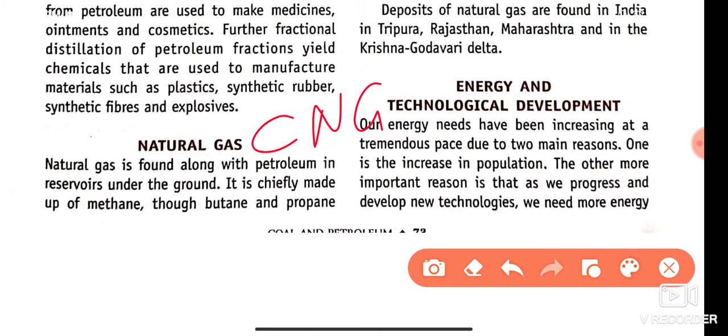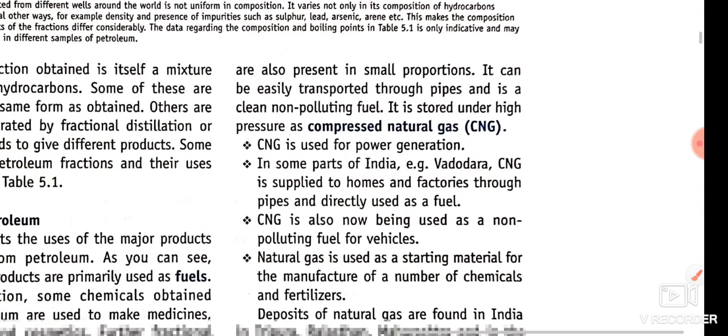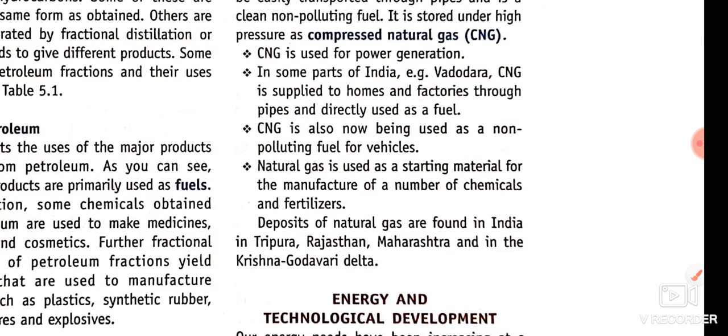Compressed natural gas is its complete name. It is chiefly made from methane, with butane and propane also present in small proportions. It can be easily transported through pipes, and it is a clean, non-polluting fuel known as CNG. It is used for power generation in power plants, like coal is used to heat the water first.